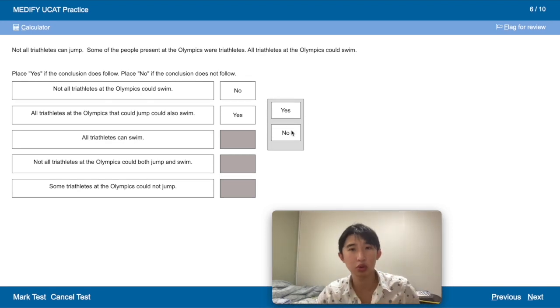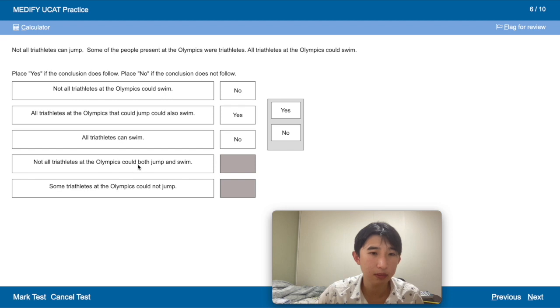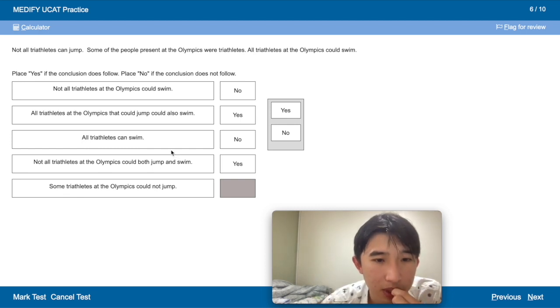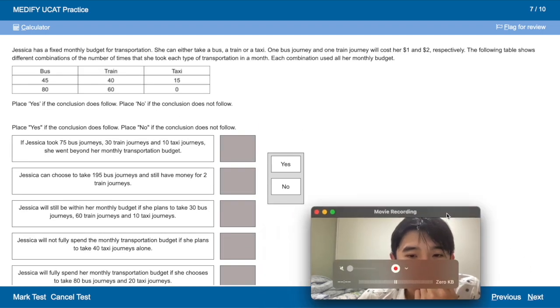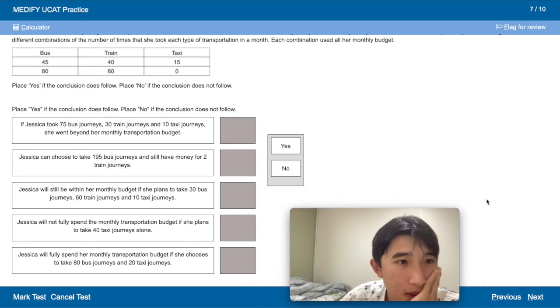All triathletes can swim. Nope. Not all triathletes at the Olympics can both jump and swim. Yes, because not all triathletes can jump. Some triathletes at the Olympics cannot jump. Some triathletes at the Olympics could not jump. Yeah. Oh god. Alright.